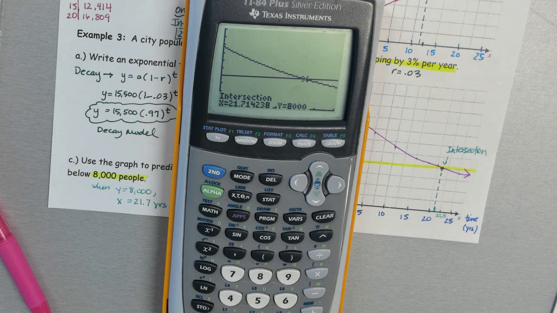So we made a pretty good graph there. 21.7 is very close to 22. Okay, like we said, sometimes it's harder to estimate when you get those big numbers.